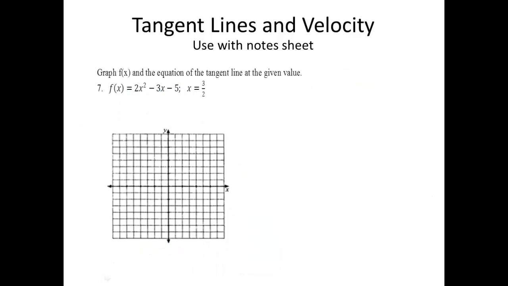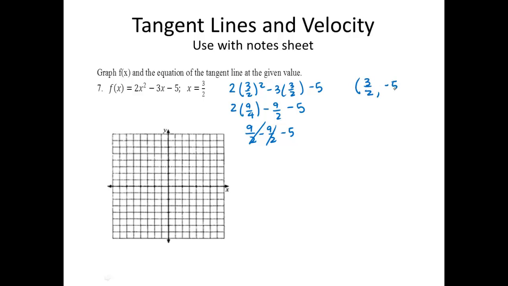For number 7 and 8, we're going to be graphing f of x, which is the original function, and we're going to be graphing the equation of the tangent line. So I'm going to have to find the equation of the tangent line, just like we just did on numbers 3 through 6. So the first thing we're going to do is find the ordered pair. So I'm going to have 2 times (3 halves) squared minus 3 times 3 halves minus 5. So 2 times 9 fourths minus 9 halves minus 5. This is actually going to turn out to be 9 halves minus 9 halves minus 5, which gives me an ordered pair of 3 halves comma negative 5. So this is the ordered pair I'm going to be using to write the equation of my tangent line.